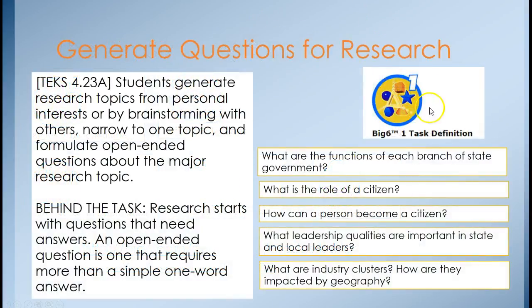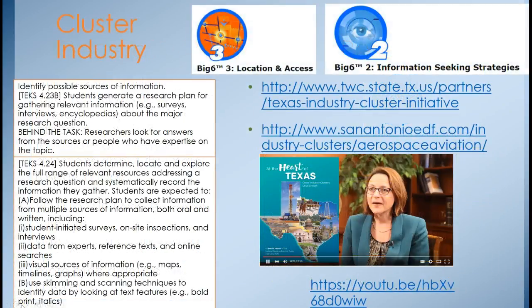The first one, Big Six 1, is creating questions. With your social studies guided questions, you don't have to really generate any questions for research. What are the functions of each branch of state government? What is the role of a citizen? How can a person become a citizen? What leadership qualities are important in state and local leaders? What are industry clusters, and how are they impacted by geography? Those are just a few of those mentioned in the unit overview. So the research starts with the questions that need to be answered, and these are some great questions to start with. And then it's about locating the information, seeking strategies, and location and access.